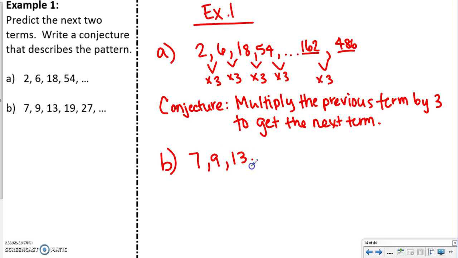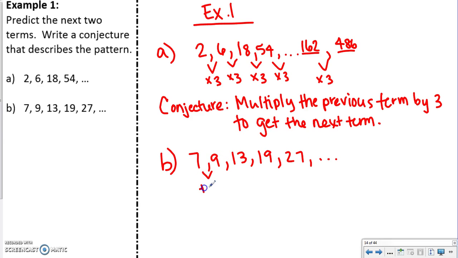So 7, 9, 13, 19, 27. Take a minute, go ahead and pause and see if you can figure out what the pattern is, what's going on here. Okay, so you probably noticed that you're not multiplying by a single number like we were earlier. So that just leaves us with adding and subtracting. We're also not dividing. Hopefully you saw that it's getting bigger, not smaller, so we're not dividing.